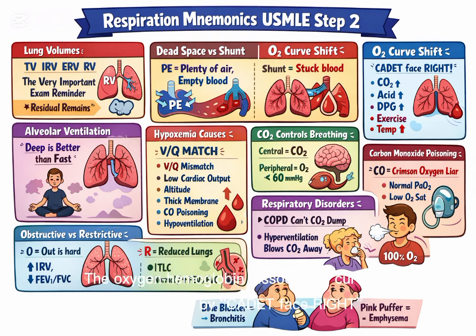The oxygen-hemoglobin dissociation curve is summarized by "CADET face right" for rightward shifts, indicating decreased hemoglobin affinity for oxygen. This includes increased CO2, acid (low pH), 2,3-DPG, exercise, and temperature. Left shifts occur with fetal hemoglobin, carbon monoxide poisoning, alkalosis, and hypothermia.